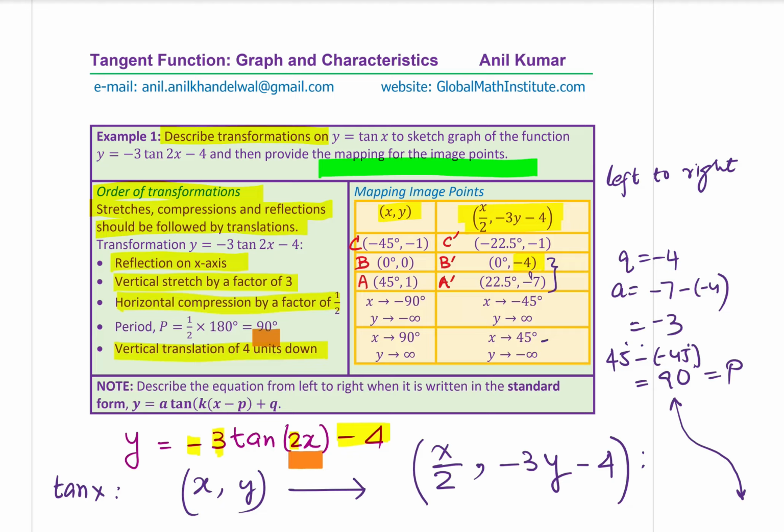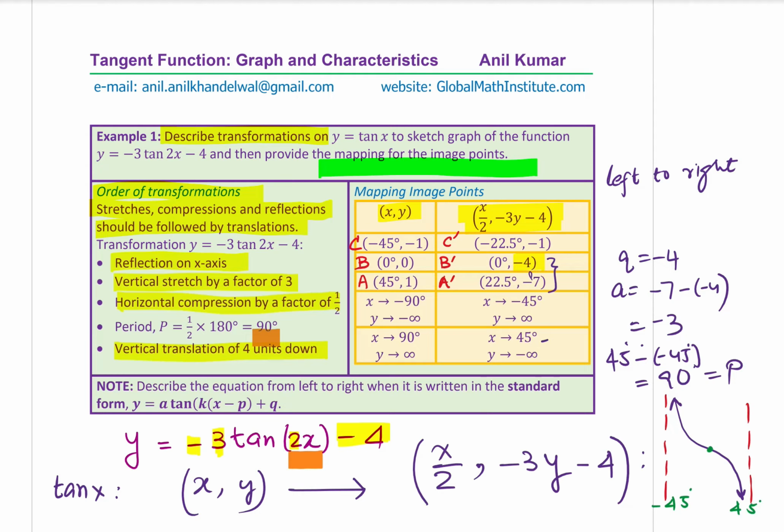Within the principal cycle which we are discussing, the situation is like this. This here is minus 45 degrees, correct? This here is plus 45 degrees, and you're approaching from positive infinity to negative infinity. So you have a decreasing graph in this particular case.